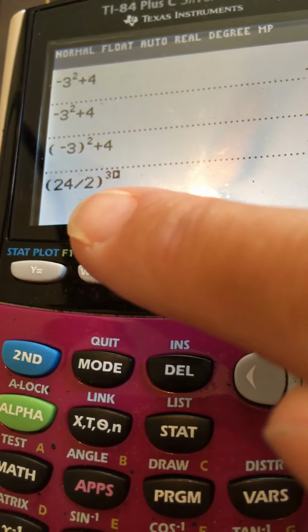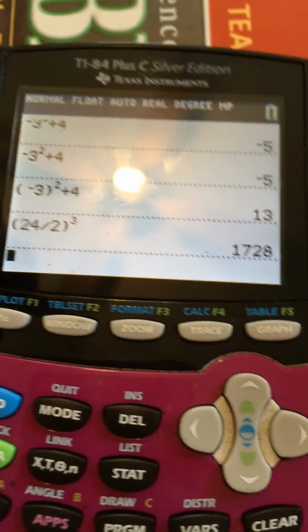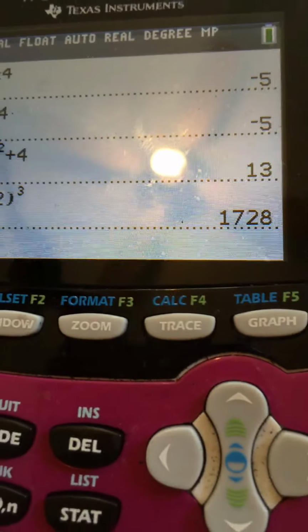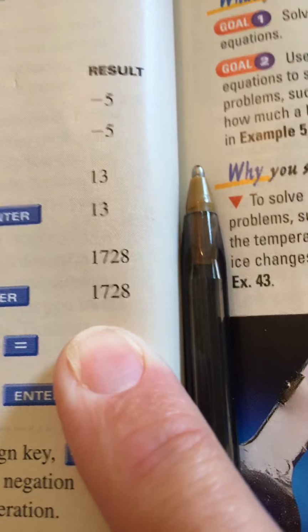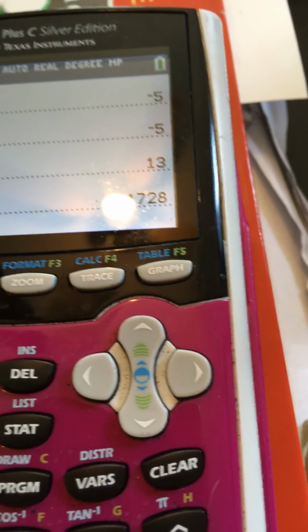And notice it doesn't do the divided by sign like what is written here. It uses the fraction bar to mean divided. So we say enter, and the answer is 1,728. And then we check it in the book, 1,728. Yay, go us. Okay, let's do D.